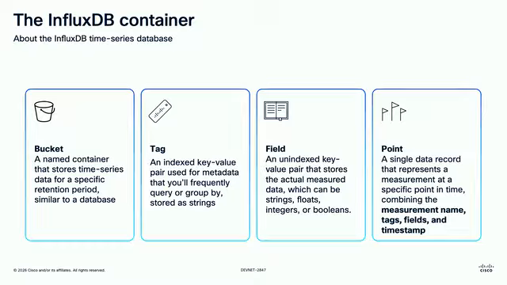Fields are going to be the actual content of these records, and the point is going to be the specific record with a timestamp. So at the end of the day, we're going to be creating points with fields and tags, and we're going to put them into buckets, okay? That's what we're going to do now. How does that look in code?